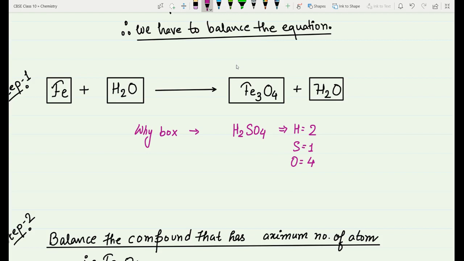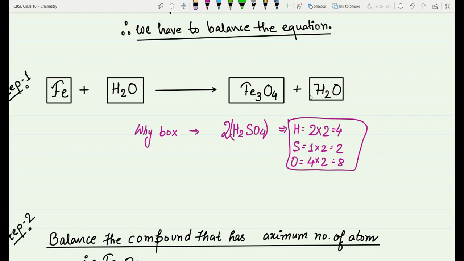But if I add a 2 as a prefix here, what will happen? If a 2 is added as a prefix, all the elements present in it will be multiplied by 2. So everything gets multiplied by 2, so you will have 2 into 2, that is 4 hydrogen, 1 into 2, that is 2 sulfur, and 4 into 2, that is 8 oxygen atoms. That's why we need to box this element, so that we know we have to multiply this with everything.